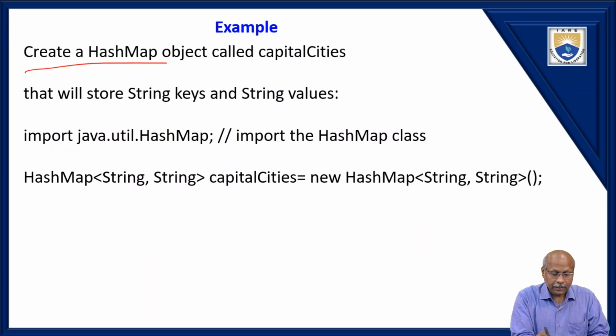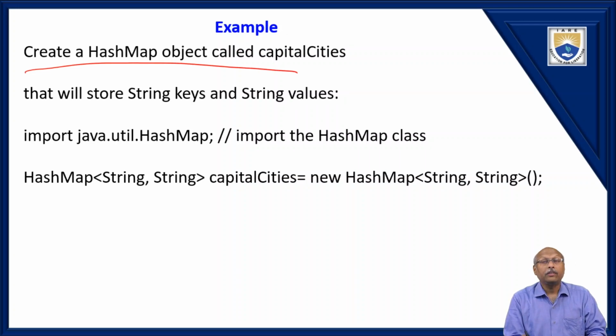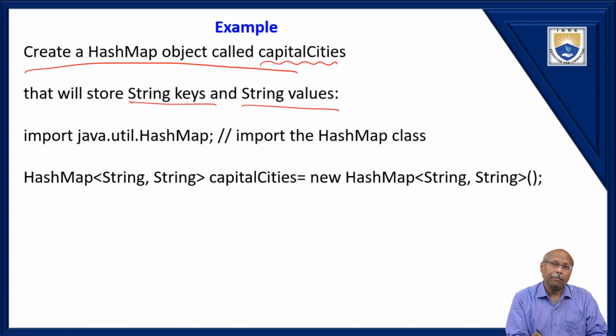One example: create a HashMap object called capitalCities. Assume I want to create one HashMap for storing states with their capital cities. That will store String as a key and String as value. So the key is String type and the value is also String type. And remember, the key can be anything, but that should be constant. To import that one, you have to use import java.util.HashMap.